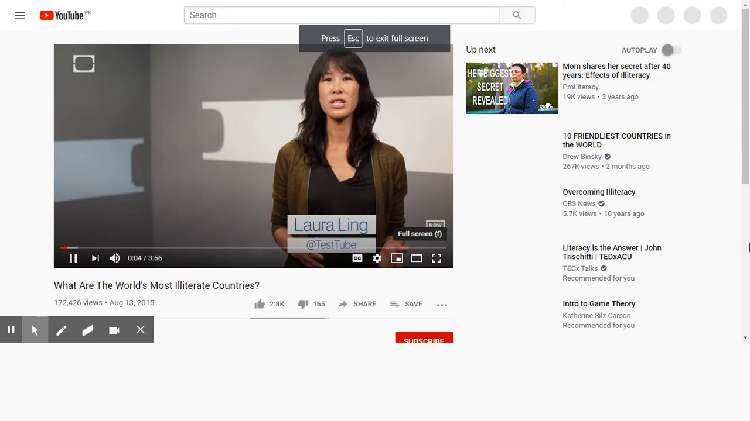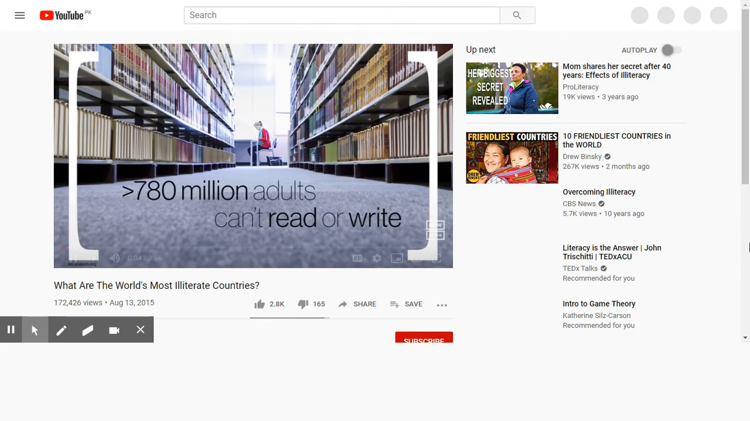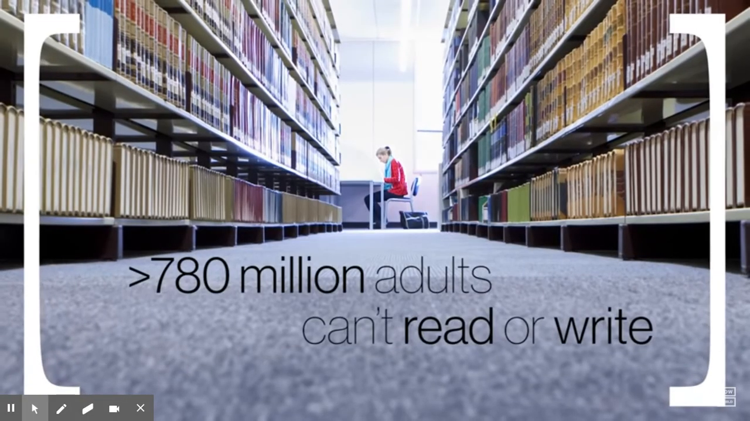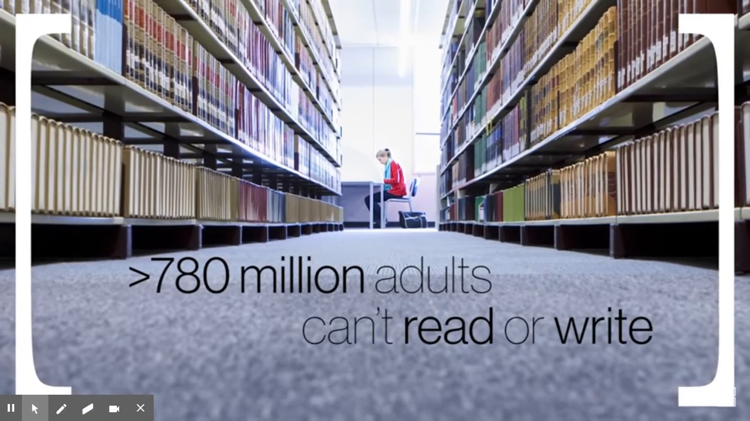A 2014 report by UNESCO found that more than 780 million adults around the world could neither read nor write. That's 1 out of every 10 people, with more than half of that figure comprised of women. Although literacy has always been vital within most societies, the modern focus on technology over manual labor has left few options available to those who've never learned to read or write.